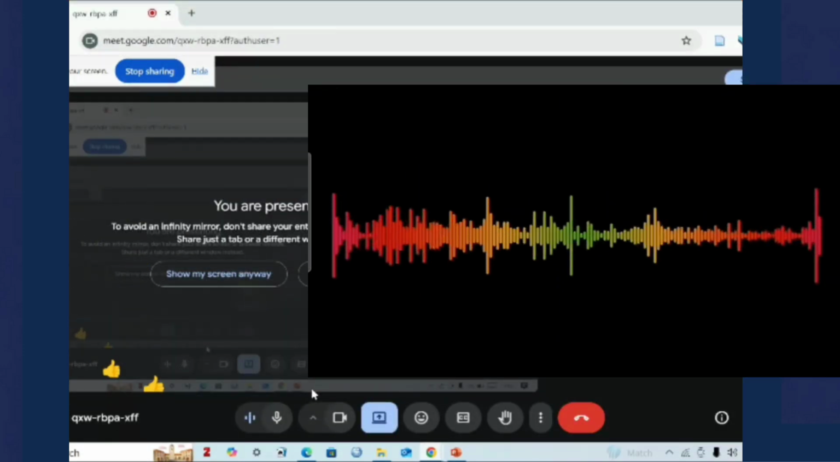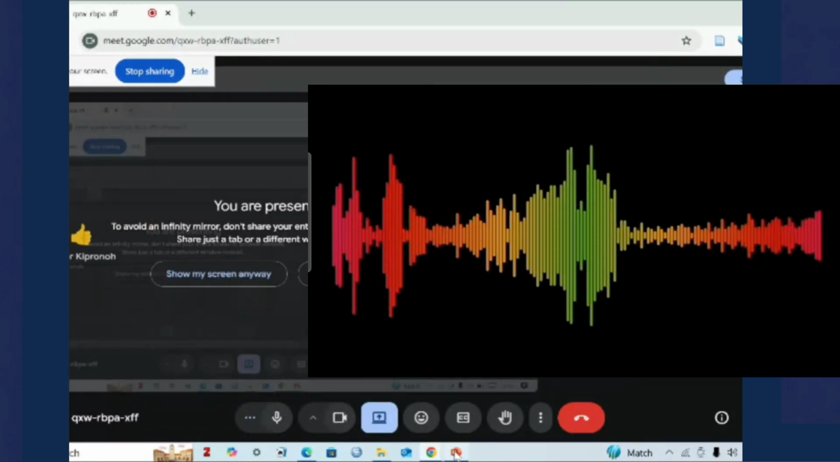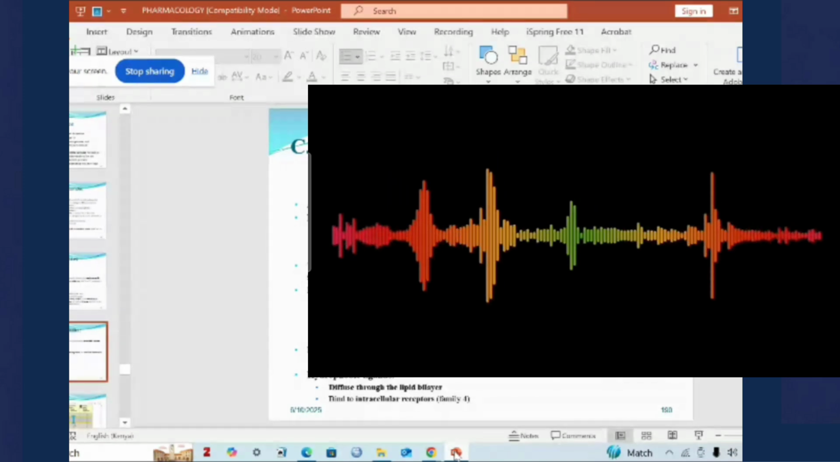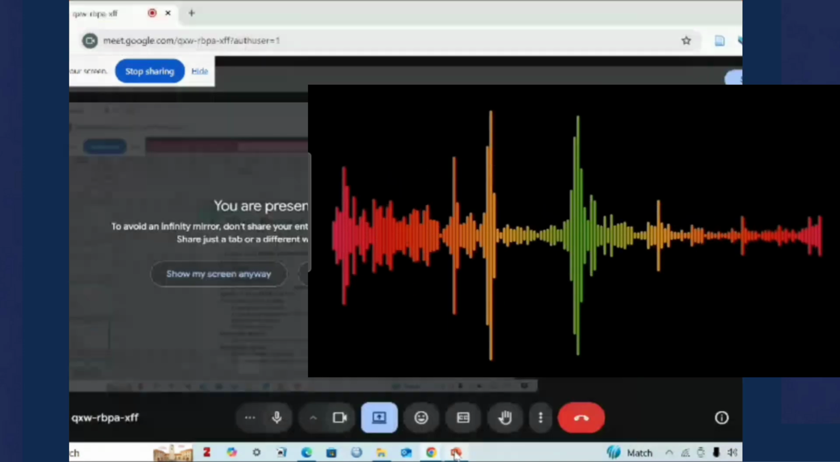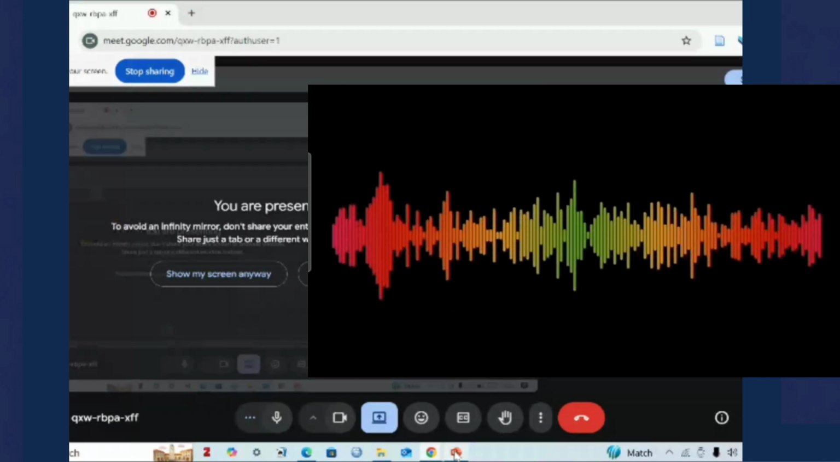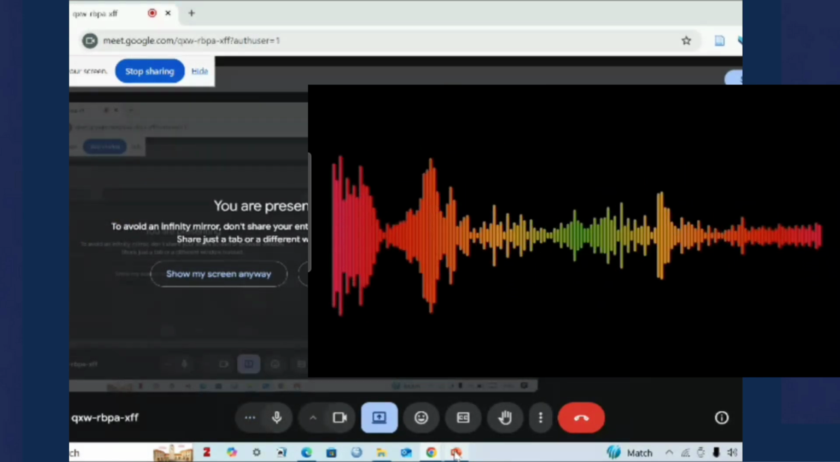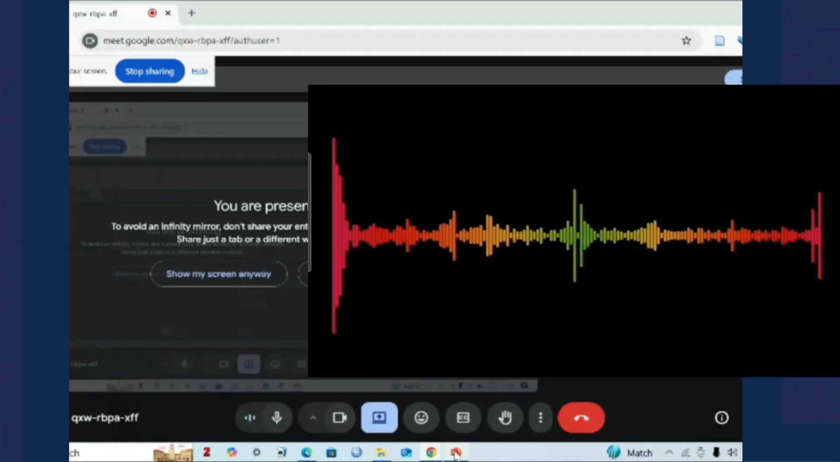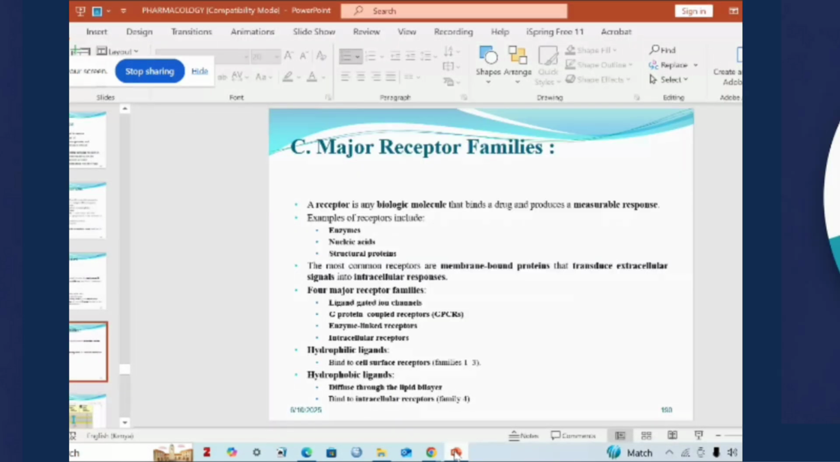So why are we saying family 1 to 3? For family 1 to 3, the ligands bind on the cell surface. And for family 4, the ligands go through into the cell. Let's look at the cell families again. 1 is ligand gated, 2 is G protein, 3 is enzyme linked. Those are family 1 to 3. Then the fourth are the intracellular receptors, family 4.